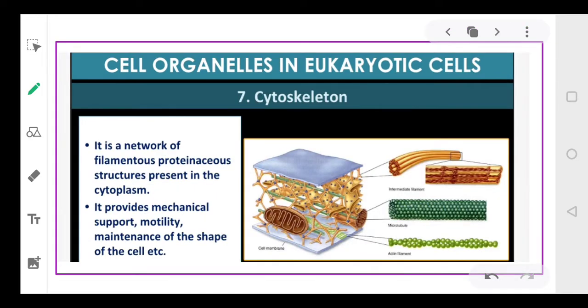The next component that we will talk about is the cytoskeleton. Cyto means cytoplasm. So what is the cytoskeleton? The cytoskeleton is a network of filamentous and proteinous structures which are present in the cytoplasm. It is a network made up of filaments, and these filaments contain proteins. Now as you can see here, this is the actin filament. Actin filaments, microtubules and intermediate filaments together form the complete structure which is called the cytoskeleton.